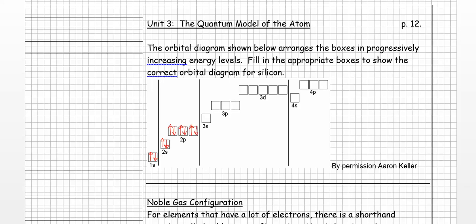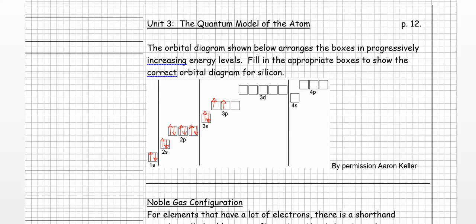Just like that. Remember, I'm going to silicon. So now I'm going to do 3s2, just like that. Silicon had a total of 14 electrons. I've got 2, 4, 6, 8, 10, 12. Where do I put the next two? I'm going to put them right here. Watch. One here, one there. Okay? And that is the orbital diagram for silicon.